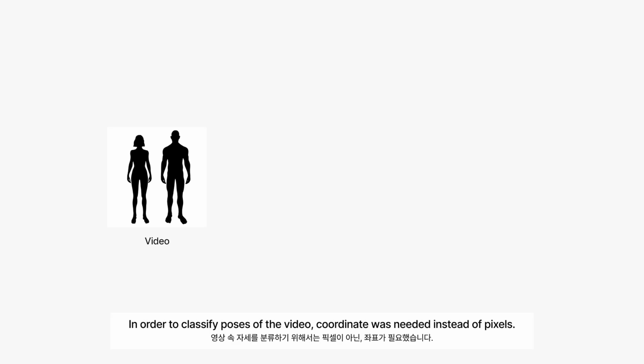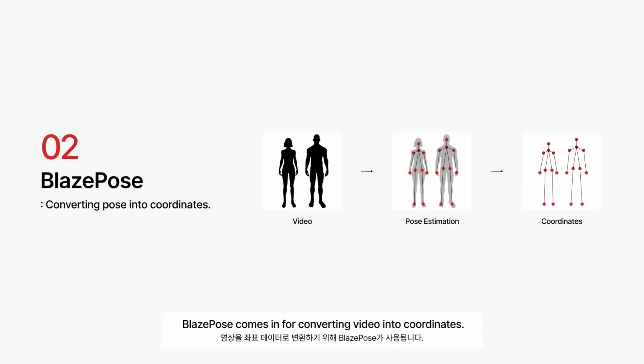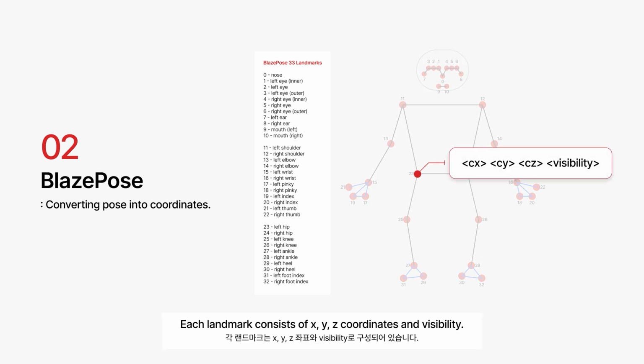In order to classify pose in the video, coordinates were needed instead of pixels. BlazePose is commonly used for converting video into coordinates. BlazePose returns 33 body key points, called landmarks, for the major body joints. Each landmark consists of x, y, z coordinates and visibility.